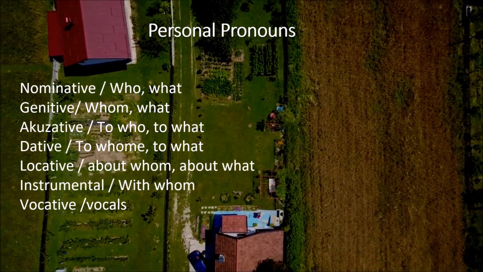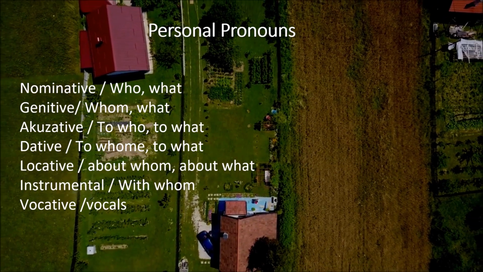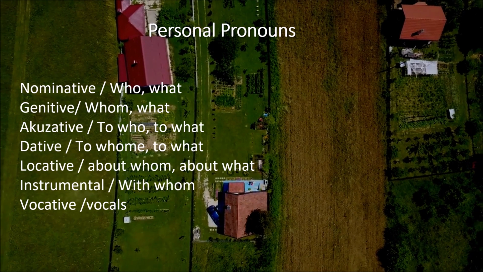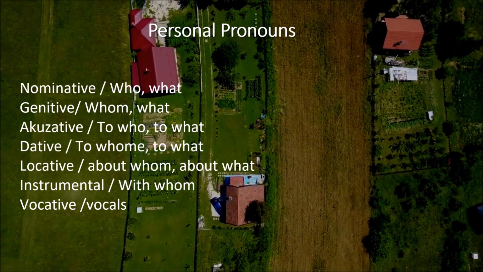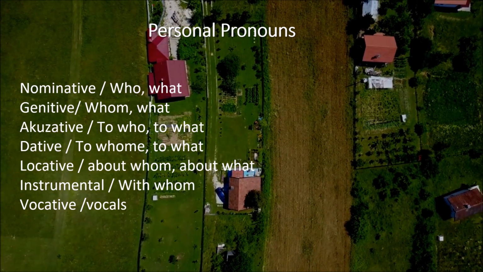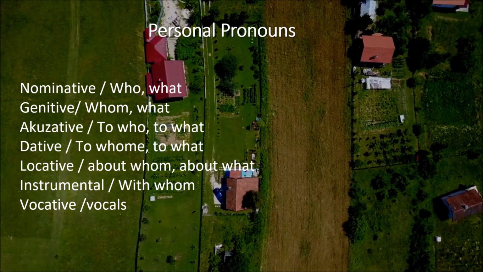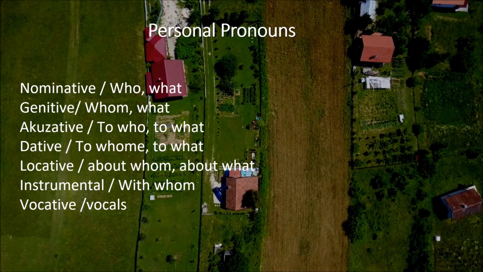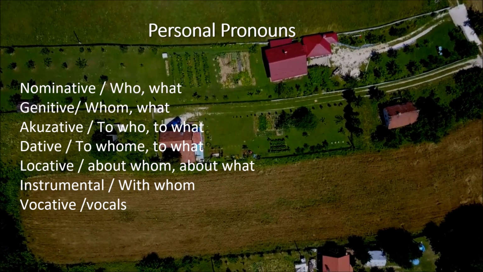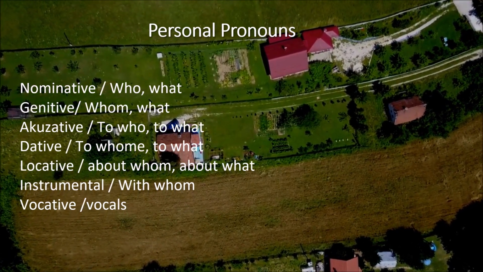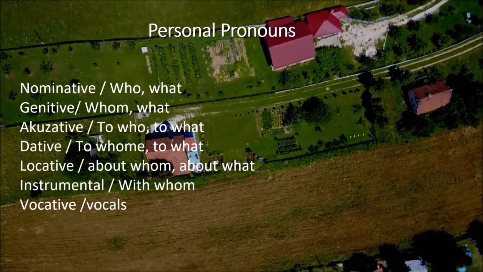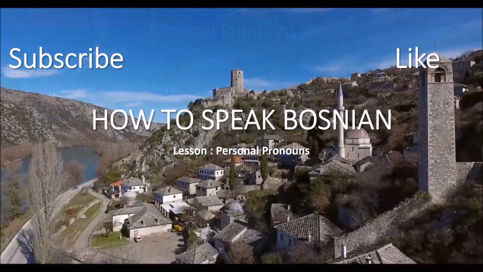Today we learned personal pronouns in all cases in Bosnian language. Just to remind ourselves, nominative case answers the question of who is doing the action or what. Genitive is answering the question whom or what. Accusative is answering to who, to what. Dative, again, to whom and to what. Locative is answering the question about whom or about what. Instrumental is answering the question with whom. And the last one, vocative, is the easiest one, is the one when you're just inviting someone.